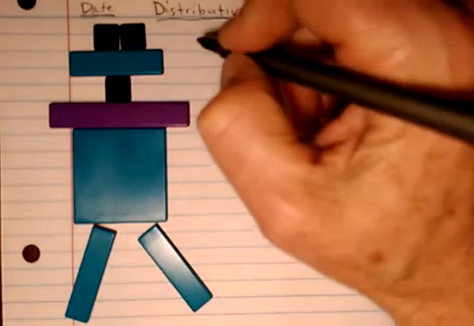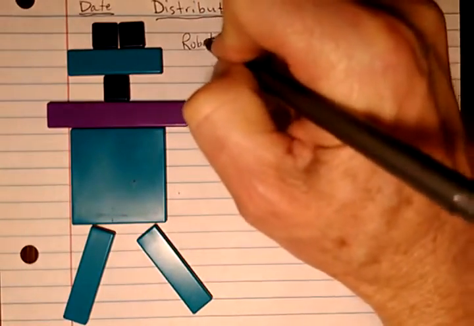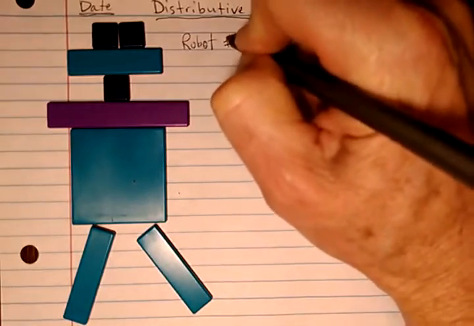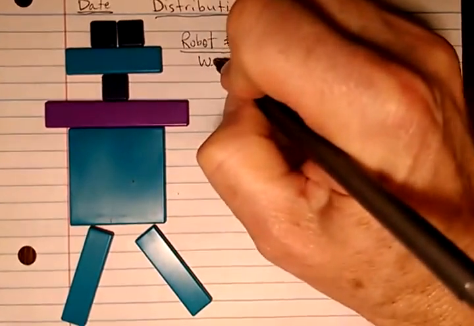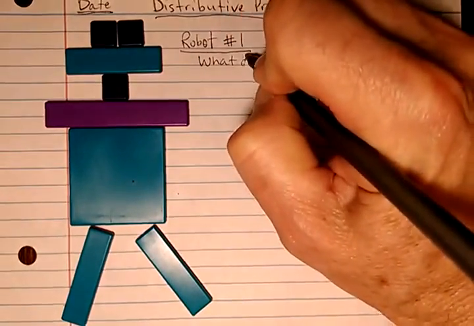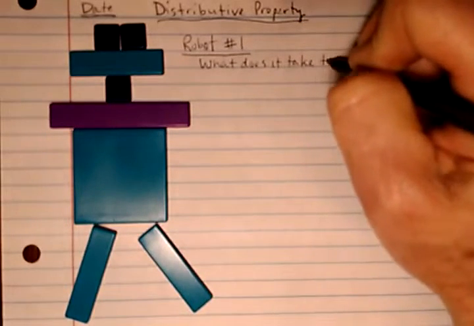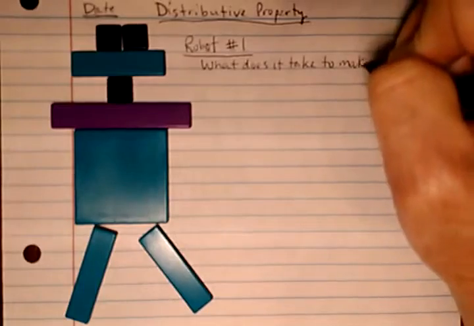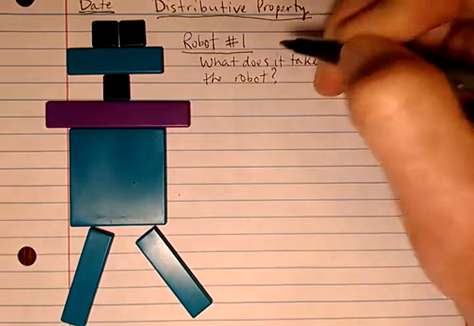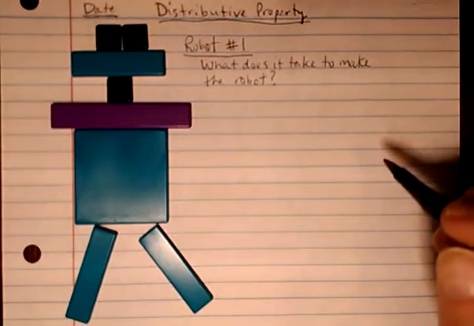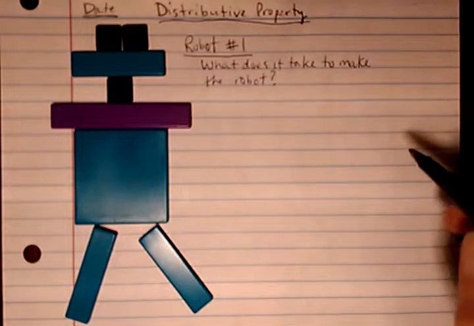So the first question is, for robot number 1, what does it take to make the robot? Okay, write that down. You're copying these notes in your notebook. What does it take to make the robot?